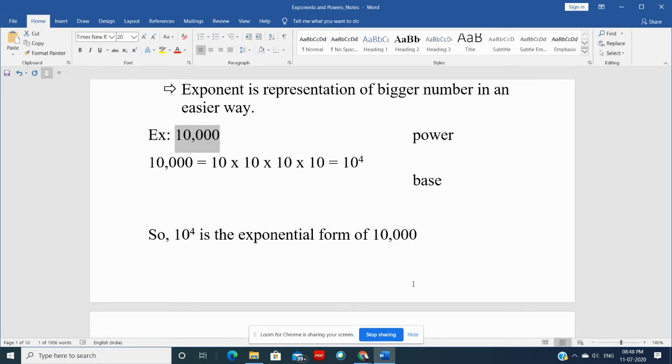So, in 10,000, if you can see that 10,000 is also represented as 10 into 10 into 10 into 10. So, simply 10 4 times, okay? Understand this very carefully. When I say 10 4 times, that doesn't mean 10 multiplied by 4. It means 10 multiply by 10, multiply by 10, multiply by 10. These things are very different, okay?